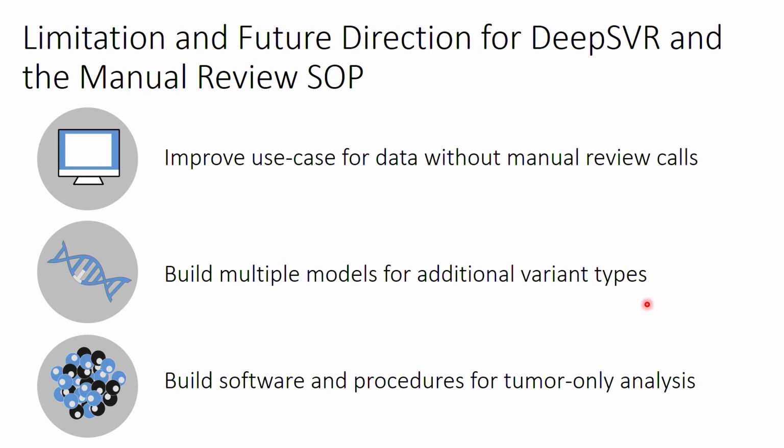The limitations and future directions for both of these tools include that we want to add use cases for data without manual review calls. Currently you are required to have manual review calls to understand the accuracy of your data, but we'd like to incorporate other methods of validation. We want to build multiple models for additional variant types. Currently we only evaluate SNVs and indels, but obviously there are other types of variants, so it would be important to incorporate those. Finally, it has been requested that we have a tumor-only analysis, so we hope to build a subsequent model for tumor-only, and also look at a manual review SOP for tumor-only samples.